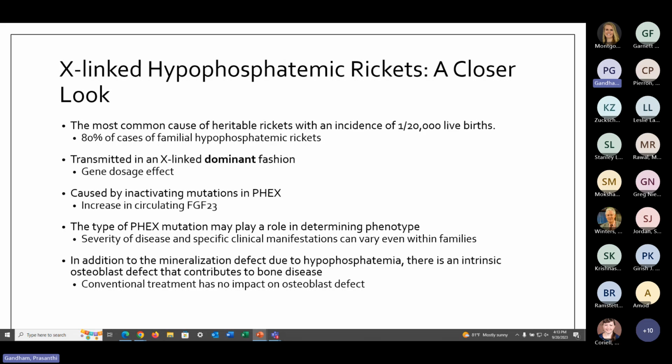So family members who have the same mutation are not necessarily going to have identical presentations in terms of severity of disease. In addition to the mineralization defect due to hypophosphatemia, there is actually an intrinsic osteoblast defect that also contributes to bony disease in the setting of XLH. And conventional treatment, which is typically with phosphorus and calcitriol, has no impact on this osteoblast defect. And so you don't typically expect complete resolution of bony disease, even in patients who are adequately treated with conventional treatment.